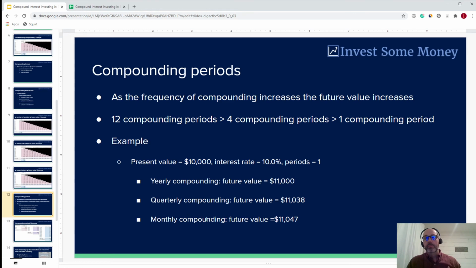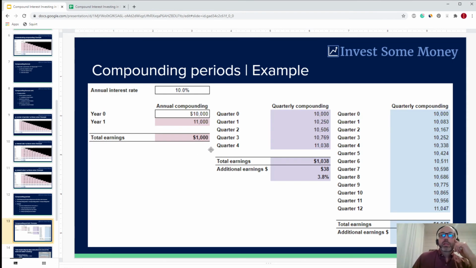Okay, so monthly, it's done 12 times, we get even a little extra, $11,047. Here's a look at that, and it shows the additional earnings here of $38 additional, $47 additional, that total earnings. And here's a look at how that changes.